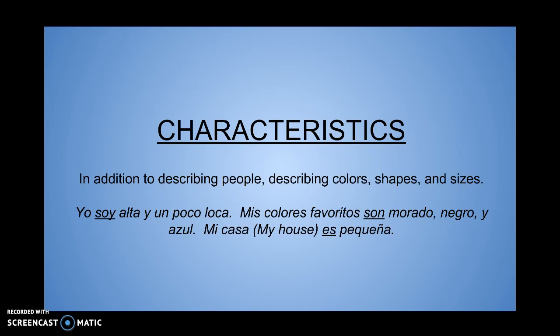C is for characteristics. So in addition to describing people, you can be describing colors, shapes, sizes, etc. So this is a bit redundant in terms of description, but someone may say, well, what are your characteristics? Tell me about the characteristics of this person. So if you're describing, for example, someone in a story on a TV show, you still use ser. So yo soy alta y un poco loca. Mis colores favoritos son morado, negro y azul. Mi casa, my house, es pequeña.